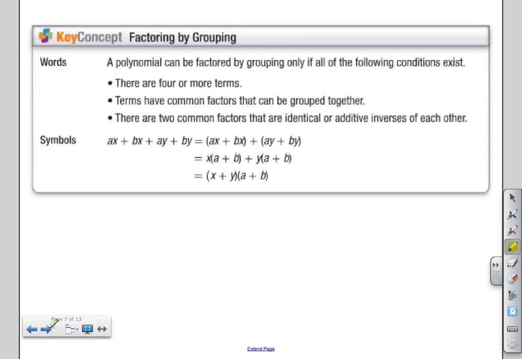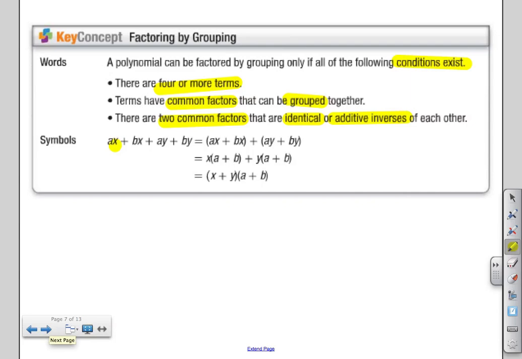First of all, to factor by grouping, certain conditions must exist. Number 1, you have to have 4 or more terms. Number 2, the terms have to have common factors that can be grouped together. And the third thing, you have to have 2 common factors that are identical or the additive inverse of each other. So let's look at this example.